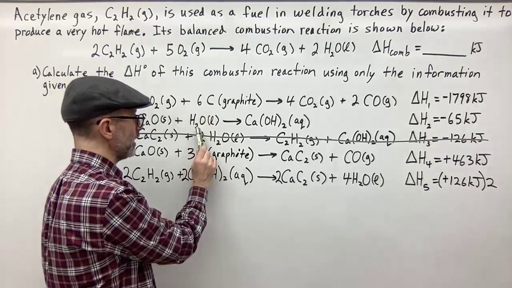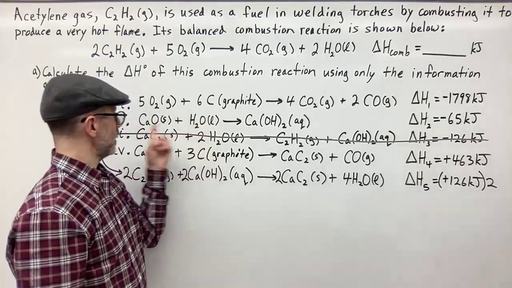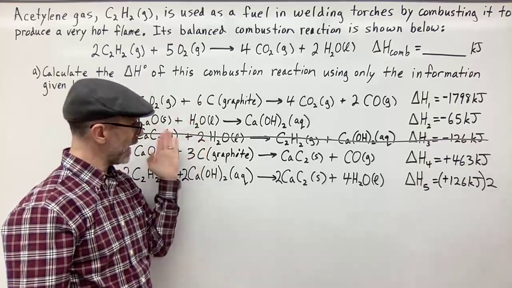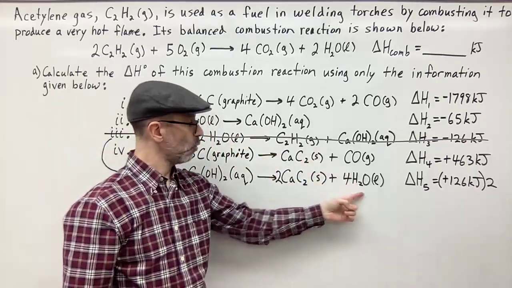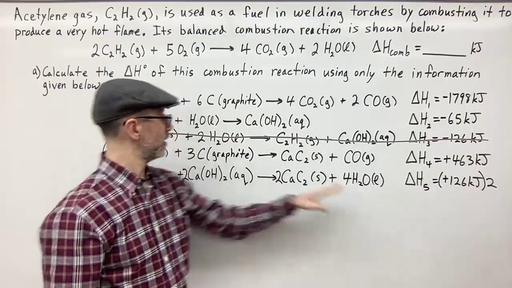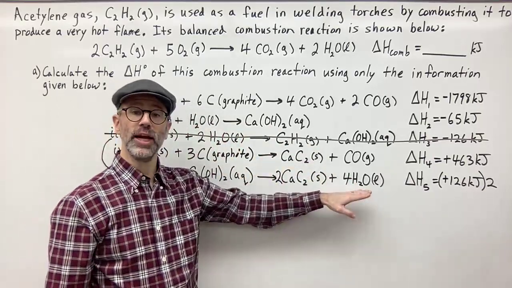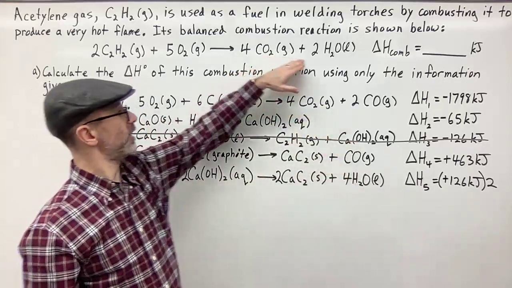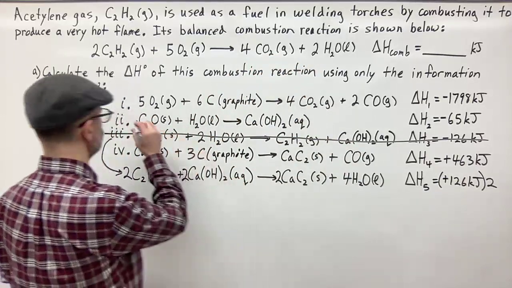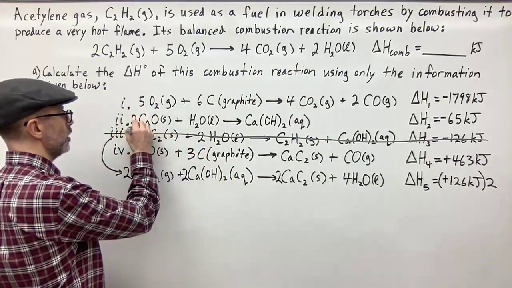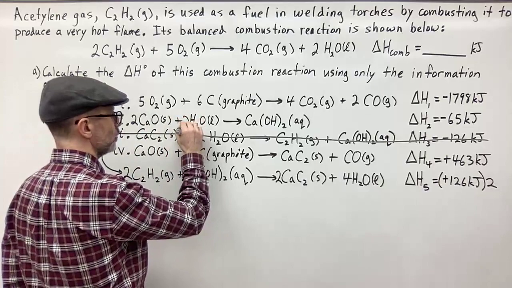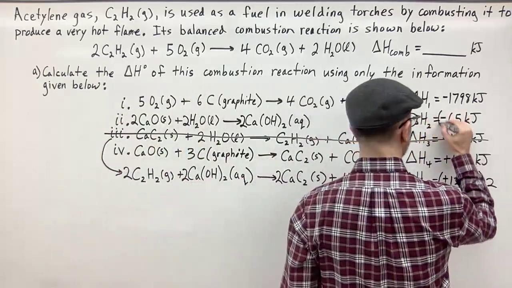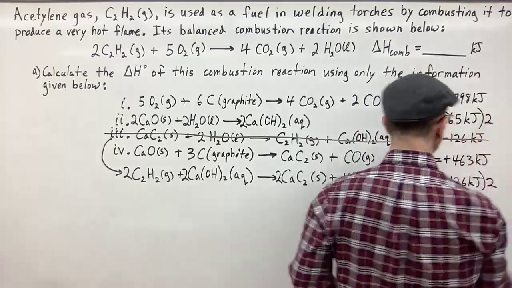I have 1 water here, but if I could multiply this by 2, I would then have 2 waters on the reactant side. I'd have 4 waters on the product side. Then the 2 would cancel out the 2 over here, and I end up with 2 on this side, which is what I want for my equation. So let's go ahead and do that. So I'm going to multiply this equation by 2. So I'm going to have 2 times 1 is 2, 2 times 1 is 2, 2 times 1 is 2. And so then this gets multiplied by 2.